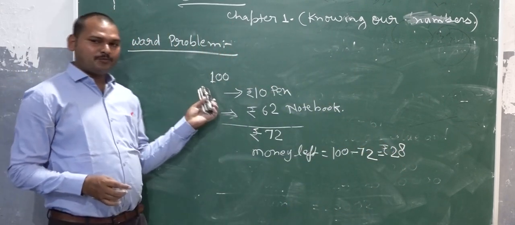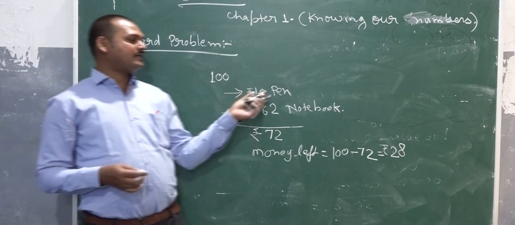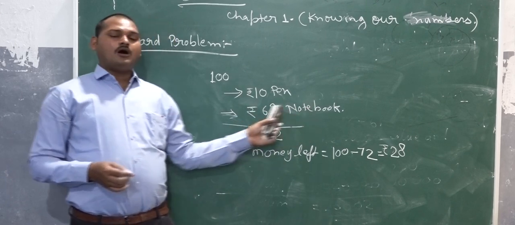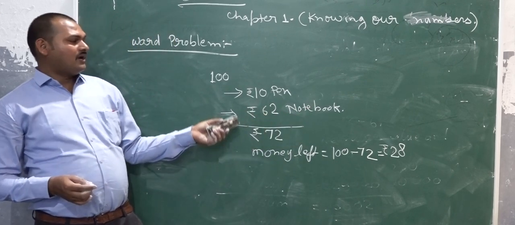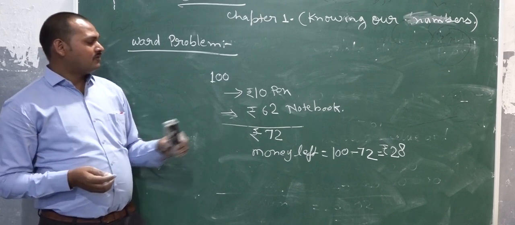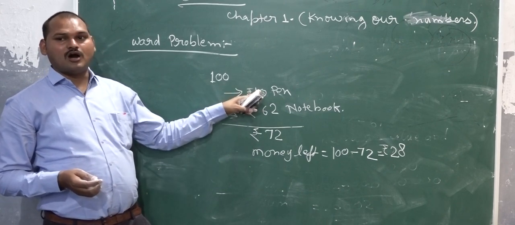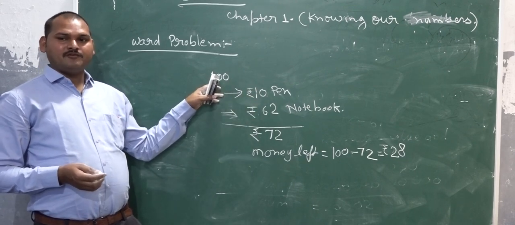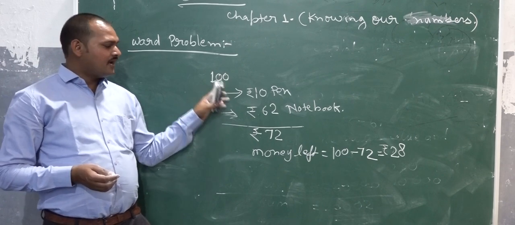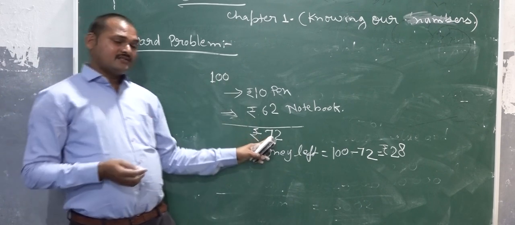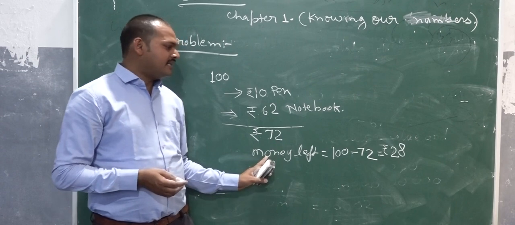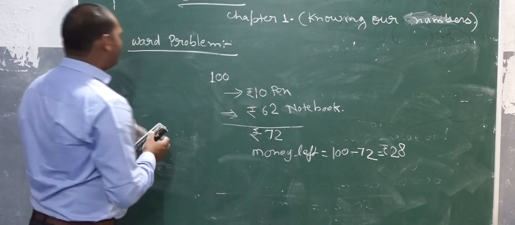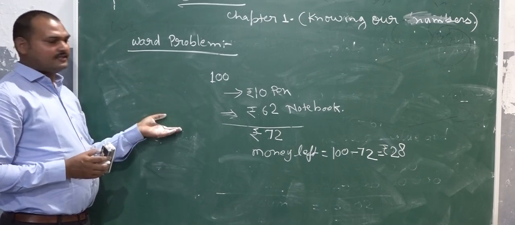If you have 100 rupees and you go to the market and buy a pen of 10 rupees and a notebook of 60 rupees, then how much money do you have left? Then what will we do? We add to find how much we spend, then subtract from how much money we have. We have 100 rupees and spent 70 rupees, so the money left is 30. You know what the word problem on sum and difference is.